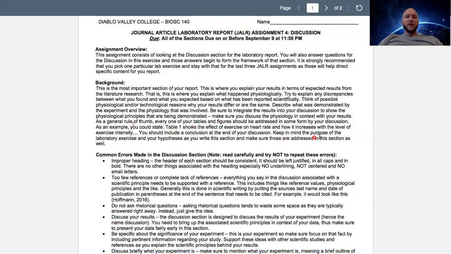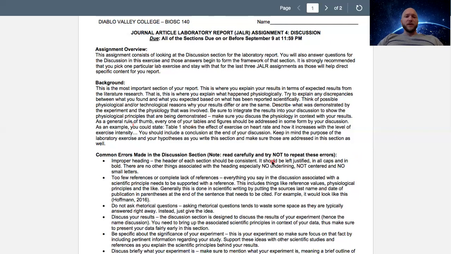Keep in mind the purpose of this laboratory exercise and your hypotheses as you write. So the discussion is just where you discuss everything. It's where you tie it all together and you show what you learned from your experiment. You should mention your hypothesis. Was your hypothesis right? Was your hypothesis wrong? Should you change your hypothesis? How could you improve upon this experiment? What could be a good follow-up experiment?